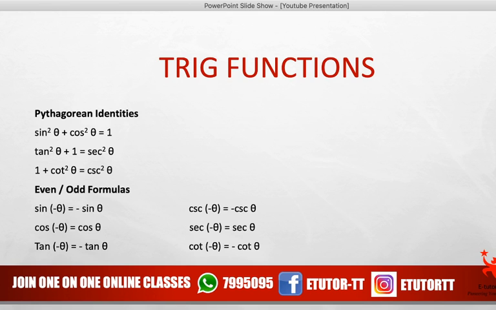Even or odd formulas. Sine of negative theta is equal to negative sine theta. Cos of negative theta equals cos theta. Tan of negative theta equals negative tan theta. Csc of negative theta equals negative csc theta. Sec of negative theta equals sec theta. Cot of negative theta equals negative cot theta.